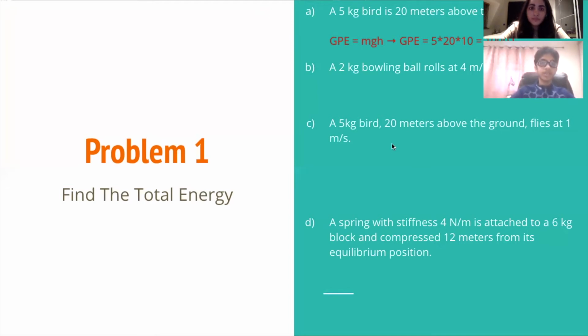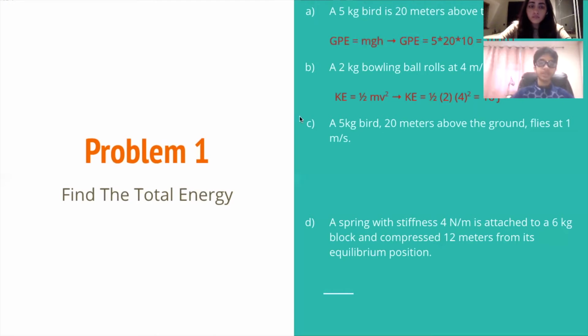So hopefully you realize that when the ball is rolling, it doesn't have any gravitational potential energy because it's on the ground. It's also not connected to a spring. The only energy it has is kinetic energy, which is equal to 1/2 mv squared. Its mass is 2 kilograms. Its velocity is 4 meters per second. So its kinetic energy is 16 joules.